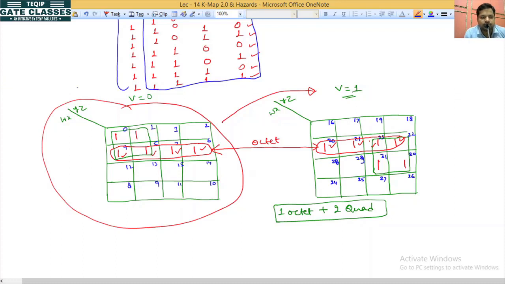So what will be the expression? The expression for this group is w bar x bar, w bar x, wx, wx bar, and y bar z bar, y bar z, yz, yz bar. Similarly, we can write here y bar z bar, y bar z, yz, yz bar. Here you have to write w bar x bar, w bar x, wx, wx bar.